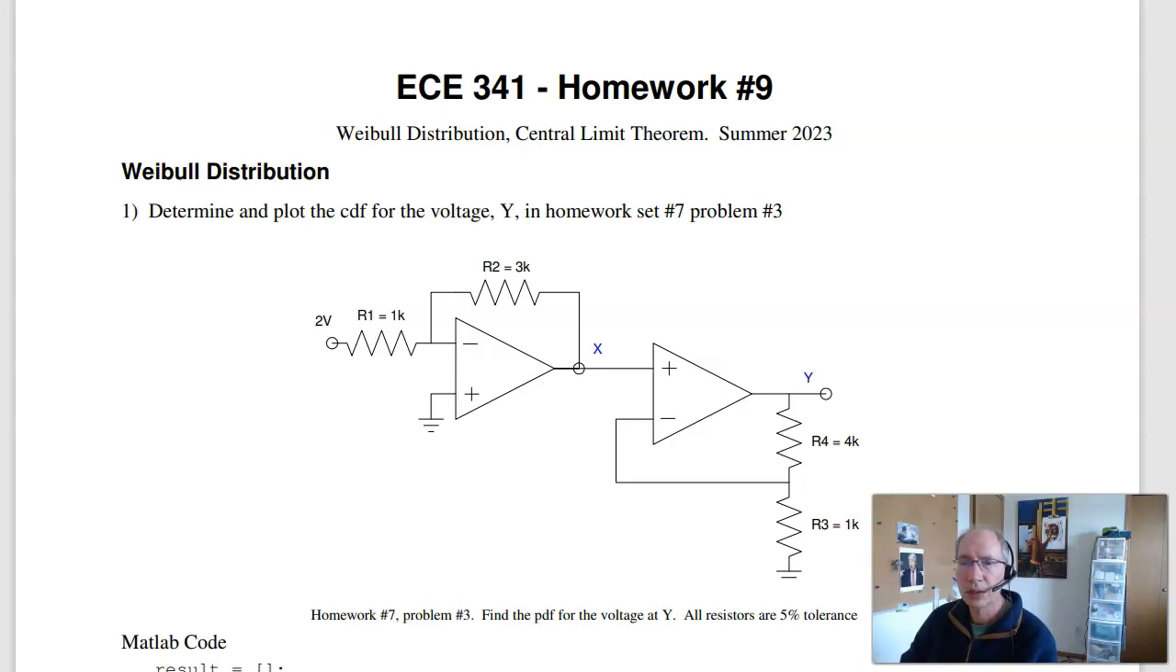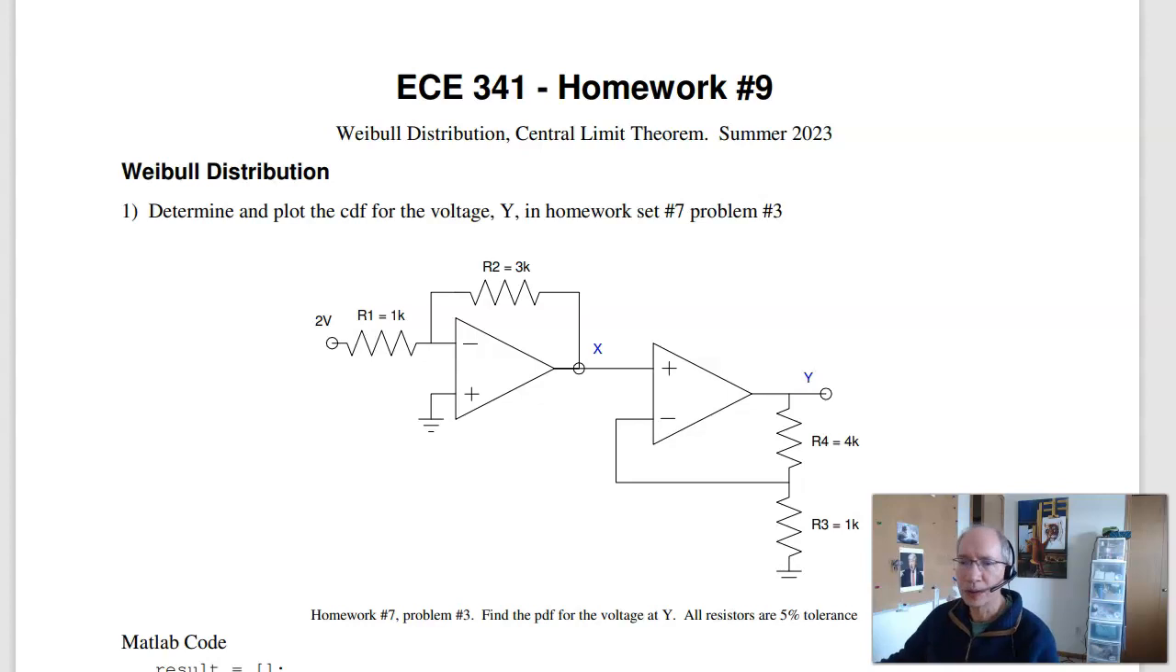Here are solutions to homework set number 9 for ECE 341 random processes. This homework looks at Weibull distributions and the central limit theorem. Now the first problem is, given the circuit where the resistors have a 5% tolerance, find the PDF for Y.